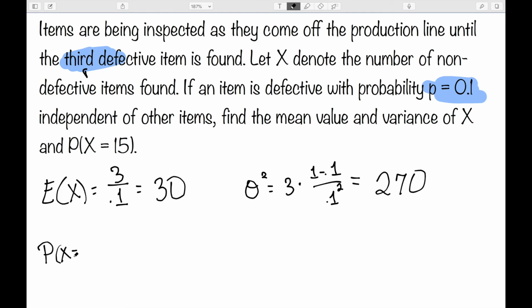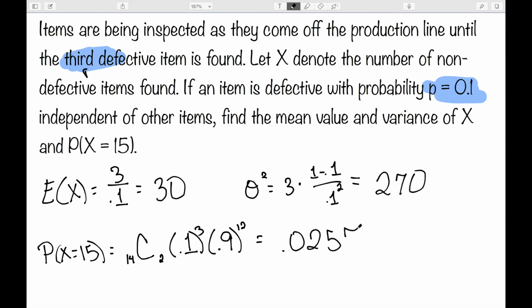Finally, we want the probability that X is equal to 15. So we do this as 15 minus 1 choose 3 minus 1, p to the r, (1 minus p) to the 15 minus r, so 15 minus 3 is 12. So we need 3 successes, we need 12 failures, and we don't know where the first 2 defective items are found. We have the first 14 items, we need to pick 2 of them to be the first 2 defective items, which works out to approximately 0.0257.